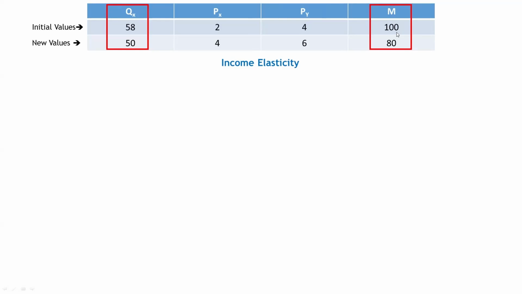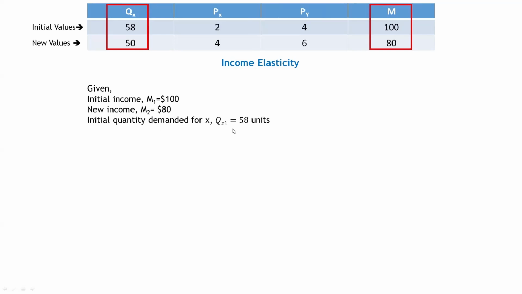In table, if income of the consumer falls from $100 to $80, quantity demanded for X falls from 58 units to 50 units. Now we can proceed as follows to measure income elasticity of demand. According to the table, initial income of the consumer M1 equals $100. New income of the consumer M2 equals $80. Initial quantity demanded for X, QX1 equals 58 units, and new quantity demanded for X, QX2 equals 50 units.